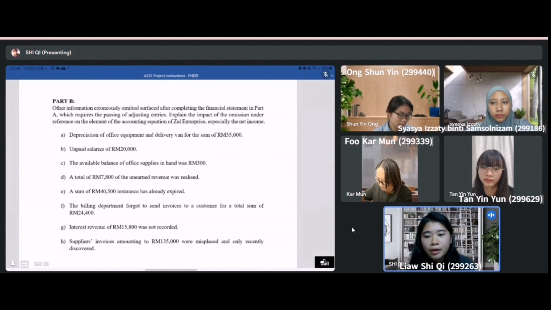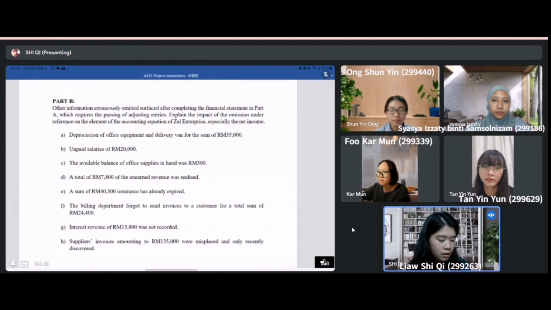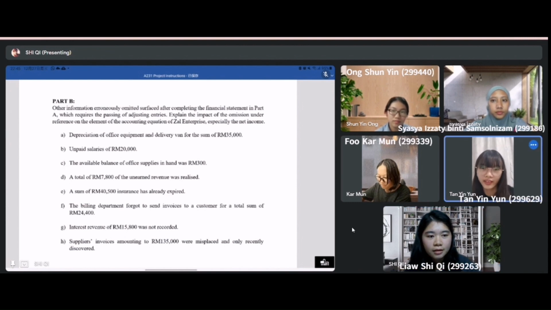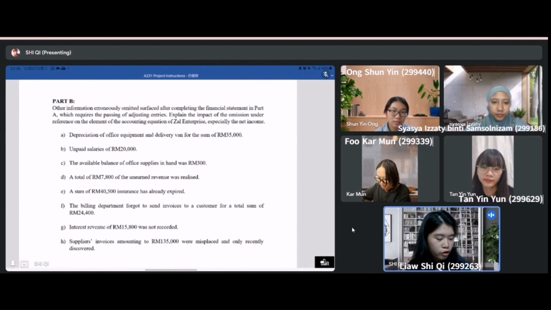The billing department forgot to send invoices to a customer for a total sum of 24,400 ringgit. My answer is debit accounts receivable and credit sales revenue. Yes, I agree. Okay, so we continue with question G.